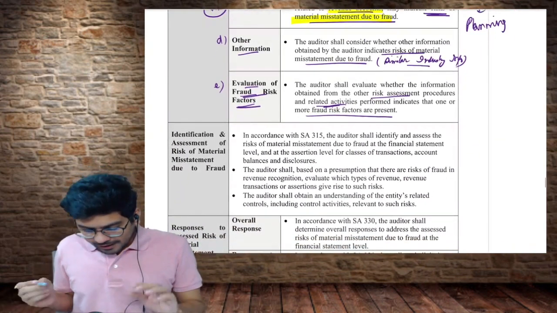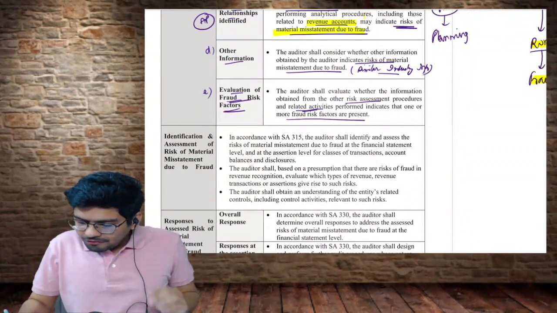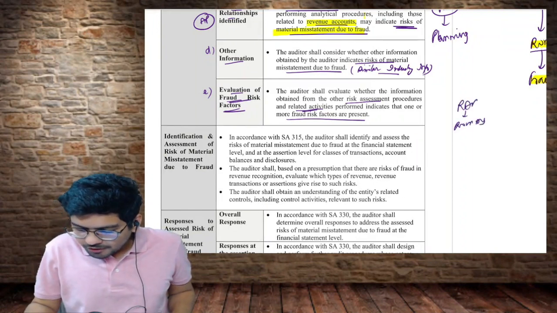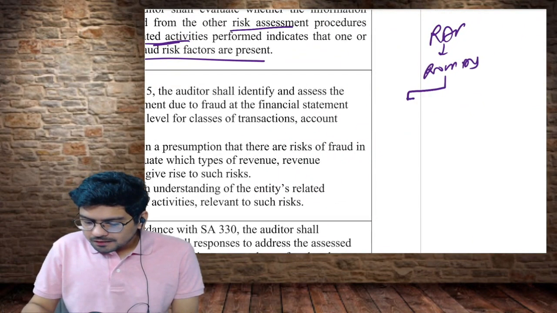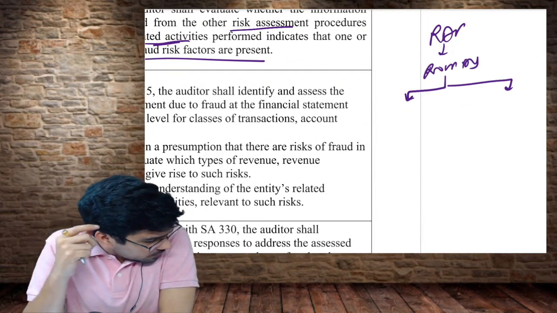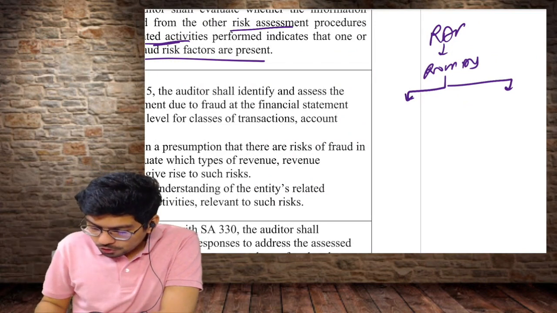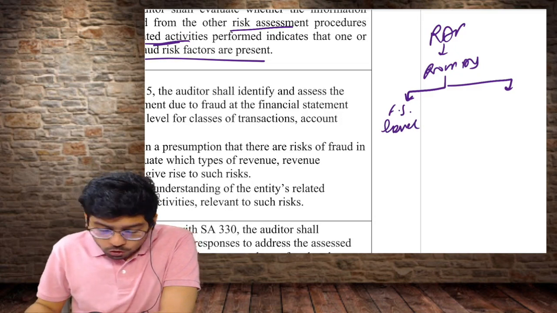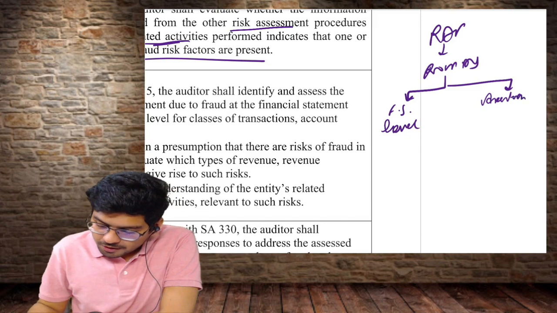Yes. So again, please understand. See, we have done RAP, and on the basis of which we have assessed the ROMMS. Now, do you remember in 315? In 315, I told that ROMMS is determined at 2 levels. Can you name those 2 levels? Don't you think ROMMS is determined at the financial statement level as a whole? And then I told you it is determined at assertion level also. What example did I give you there?